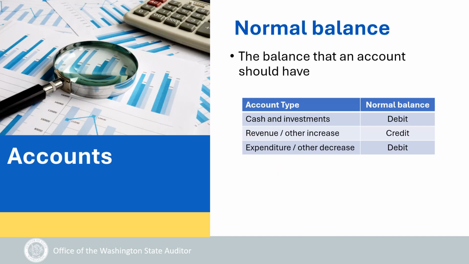Now that we've discussed the different account types of cash basis accounting, the normal balance for those accounts are as follows. Cash and investment accounts and expenditure and other decrease accounts normally have a debit balance, while revenues and other increases, their normal balance is a credit. Knowing these normal balances greatly assists in identifying the journal entries necessary to record various accounting transactions in the daily activities at a government.